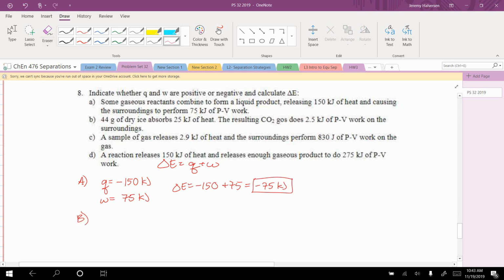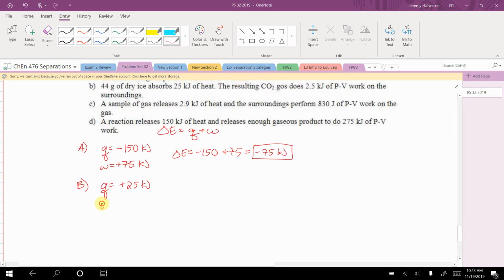All right, 44 grams of dry ice absorbs 25 kilojoules of heat. So Q absorbs it, so it's positive. And the resulting CO2 gas does 2.5 kilojoules of work. So the gas is doing the work, so it'll be negative, which means delta E equals 25 minus 2.5, which is going to give me 22.5 kilojoules.